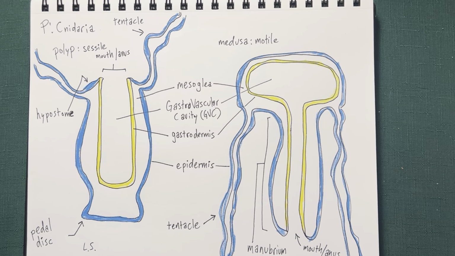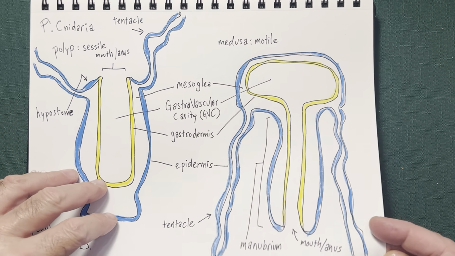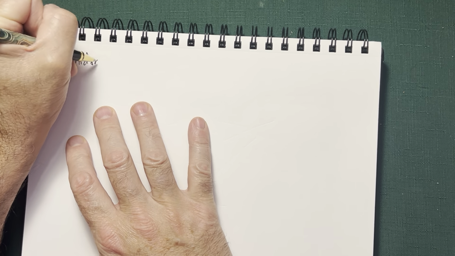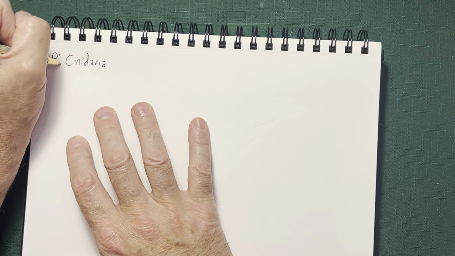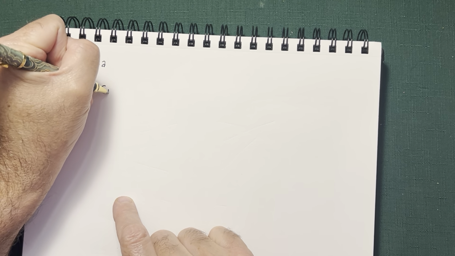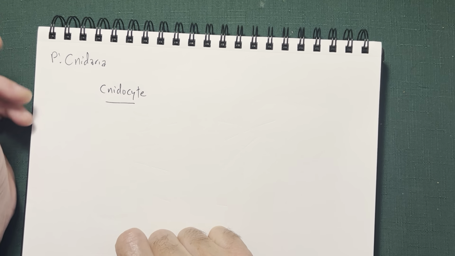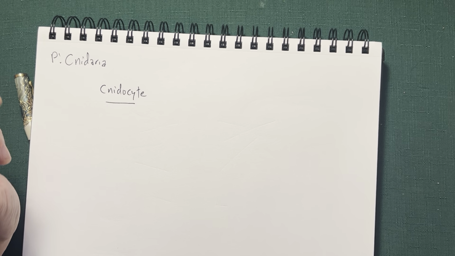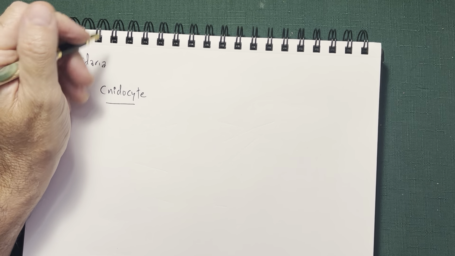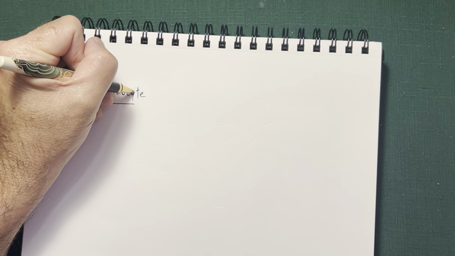So one more thing I want to add on here, and I think I'm going to need a new page, which is okay. I got pages to use. And that is a feature of the Cnidaria. So again, we're in the phylum Cnidaria, and that is the cnidocytes, or the stinging cells. So the tentacles are typically lined with cnidocytes. This is true for both the polyp and the medusa form.